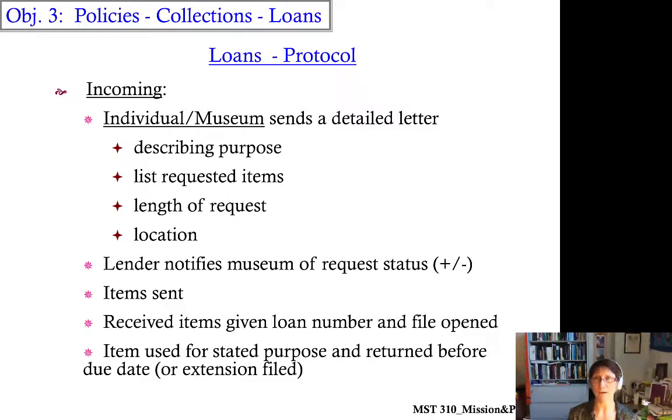The items are used for the stated purpose, and then they're packed up and returned to the original museum. When they do that, they send another copy of that info and say, okay, here's all the objects I'm sending back. Here's the condition that they're in. And of course, the original museum will compare the condition that they're in now to the condition that they were in when they sent them, to make sure that they're in good shape or not. And then you'll be notified if they're not in good shape.